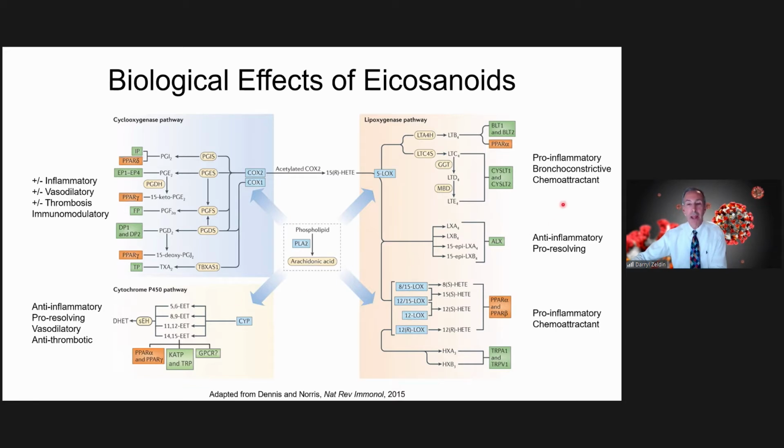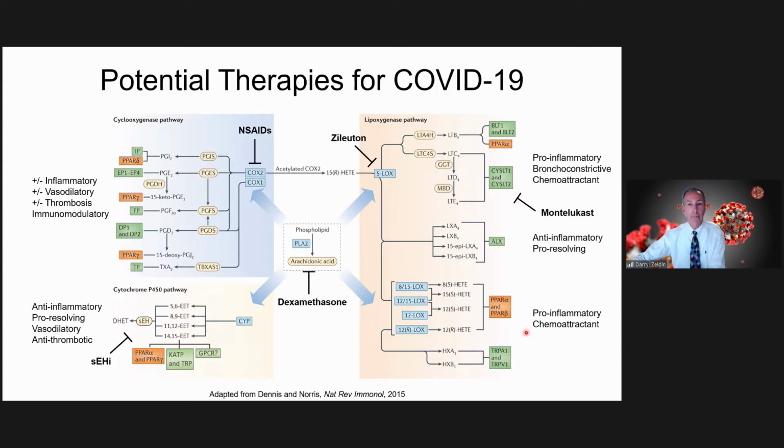Lipoxygenase-derived leukotrienes are generally pro-inflammatory, known to induce bronchoconstriction and recruit immune cells to the lung. And lipoxygenase-derived HETEs have a variety of biological effects, but are generally also thought to be pro-inflammatory and chemotactic for various types of immune cells. So all of these actions are potentially important in the pathogenesis of COVID-19, which is characterized, as you've heard earlier, by uncontrolled inflammation and thrombosis.